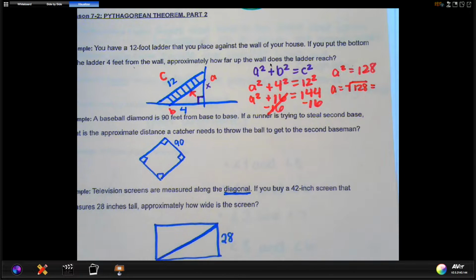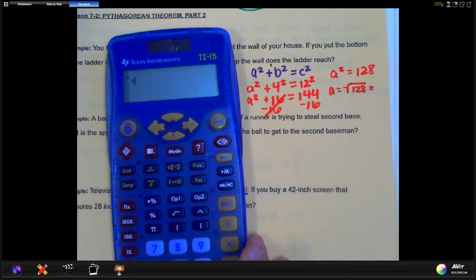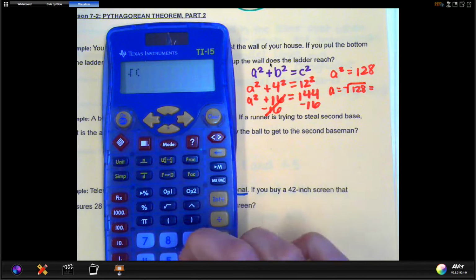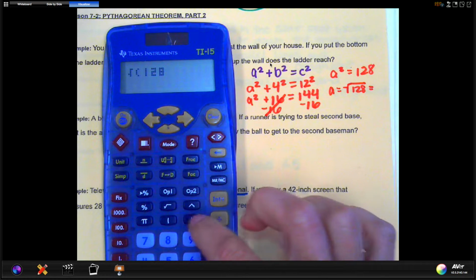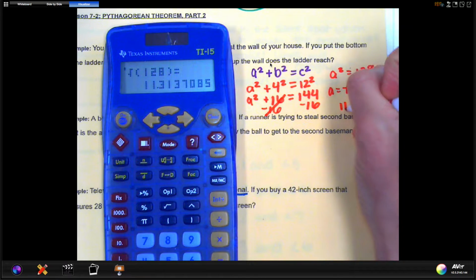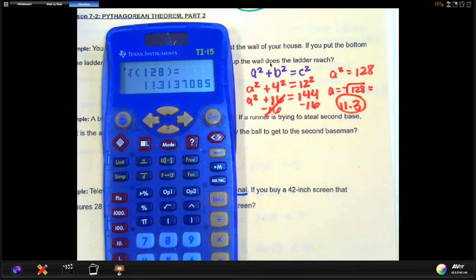On your calculators, you have to look for the square root button. If you are using the blue calculators that I have in my class, don't forget that the square root button is above the 8 and the parentheses. I'll show you here. It looks like this, square root button, and mine brings up a parenthesis. So type in 128 and your parenthesis, press equal, and we want to round to the nearest tenth, so A is about 11.3. That is our answer there. All right, good. Let's do it again.